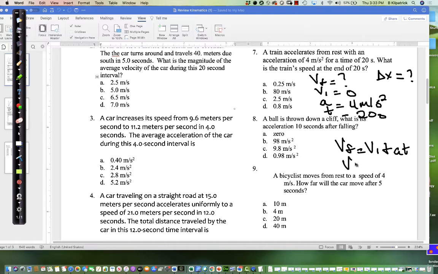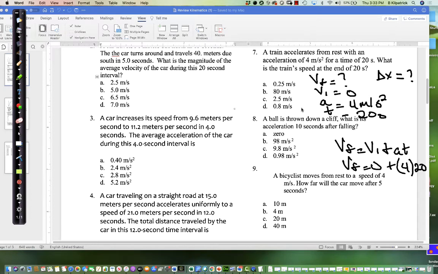So I'm looking for my final velocity. My initial velocity is 0, my acceleration is 4, and then my time is going to be 20. So that should just be a final velocity of 80. So you should get 80 for that one.